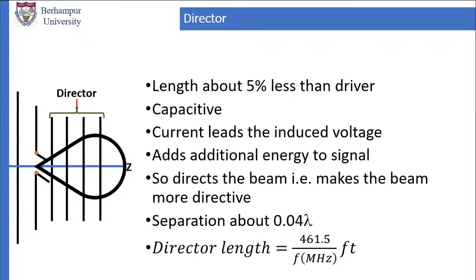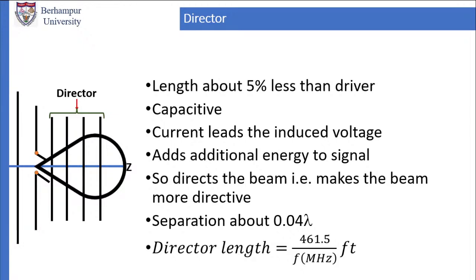Then we look at the other elements. These are called the directors. So one element is the reflector, other elements are the directors. The length of the directors is about 5% less than the driven element or the driver. The driven element is half wavelength. Since these lengths are smaller than half wavelength, they will be capacitive. So their impedance will be capacitive.